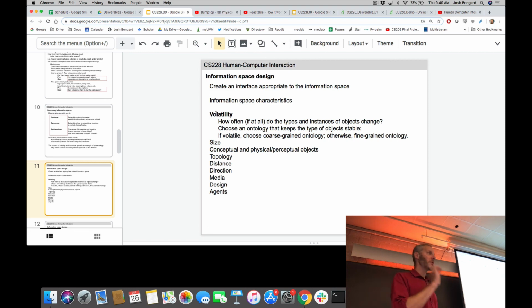Let's start, as we always should in HCI, not by thinking about classes and instances and code and programming languages and the Leap device, but rather, what are people doing with this system? How volatile is the activity? And usually volatility dictates the level of coarse-grainedness or fine-grainedness in our ontology. Let me give you an example of that.